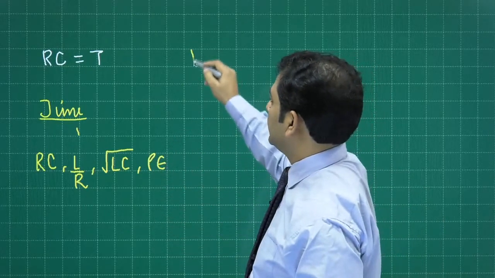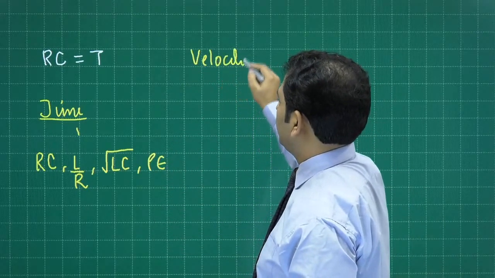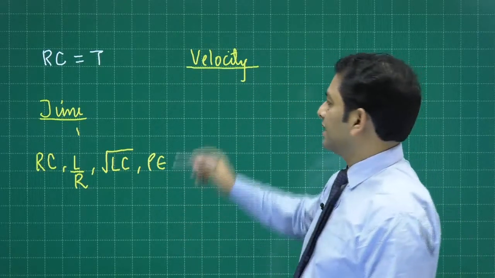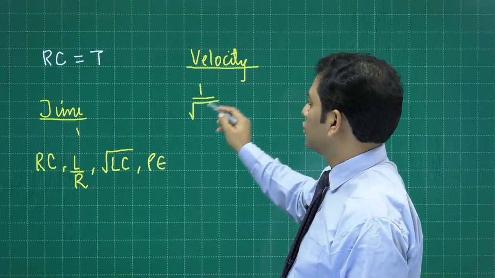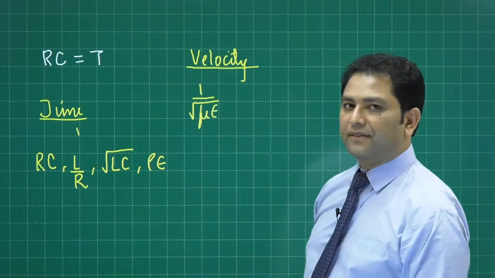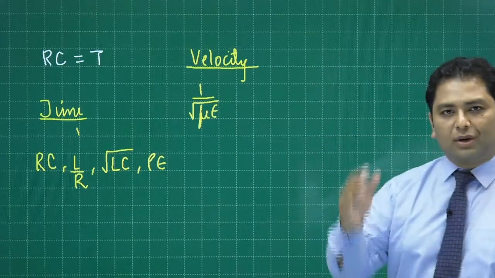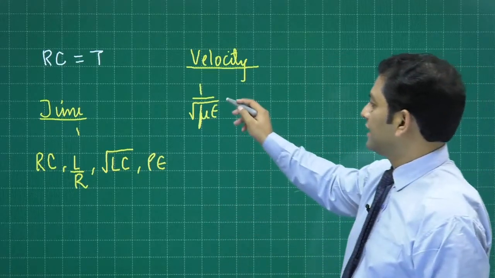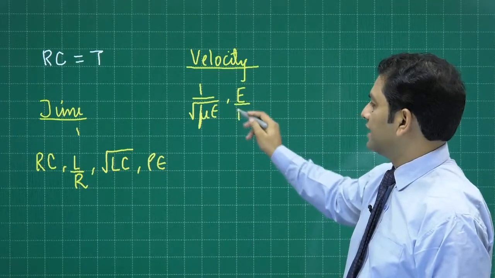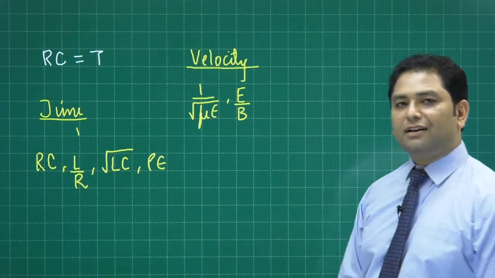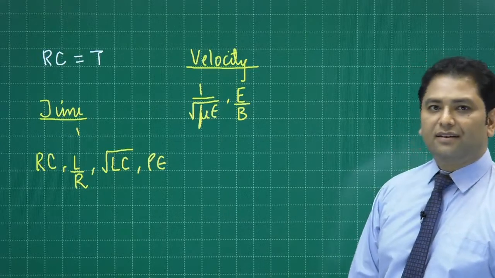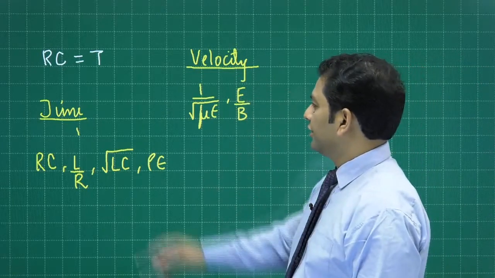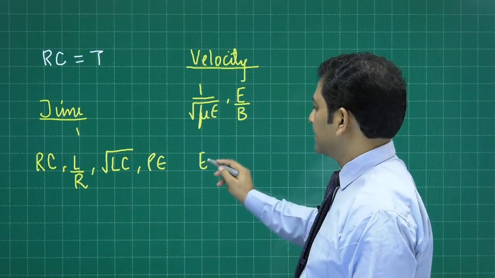Now, next, let's go. There is another one, and that is for velocity. So, let's see what are the quantities in velocity. The first one is 1 by root of mu times epsilon. You must have been doing this, 1 by root of permeability and permittivity, that gives us the velocity. There is also another term for velocity, which is E divided by B, the ratio of electric field to magnetic field, that is velocity. Okay? And velocity part is this much.